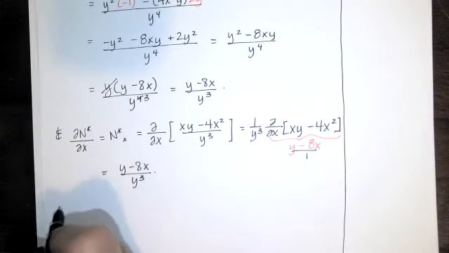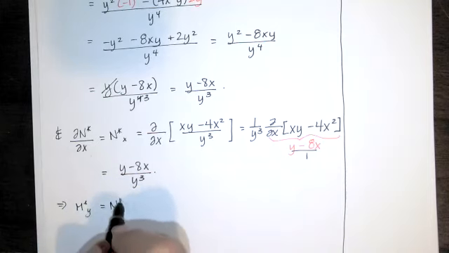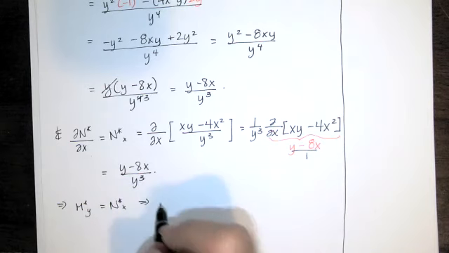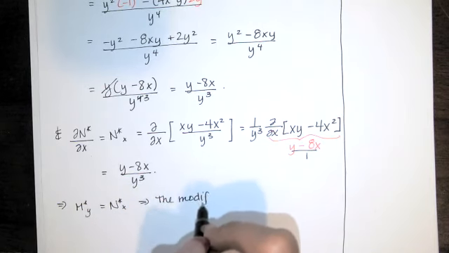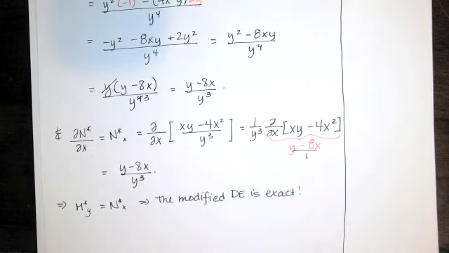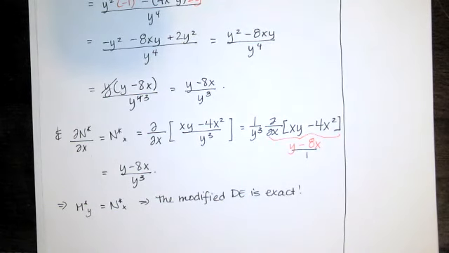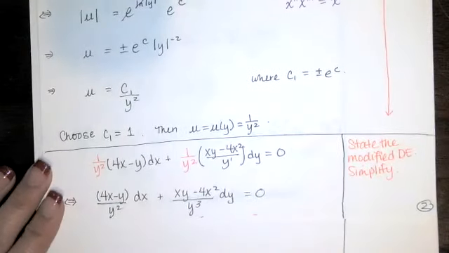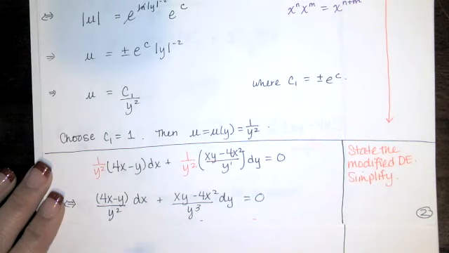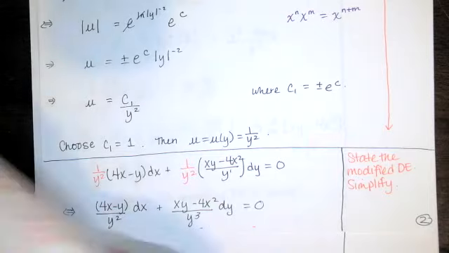Since those are equal to each other, we can be sure that our modified differential equation is exact, which is exactly what we wanted. Okay, that's it for this example. At this point, if we wanted to, we could solve this differential equation using the methods for solving exact equations, but we won't do that in this video. Please let me know if you have any questions.